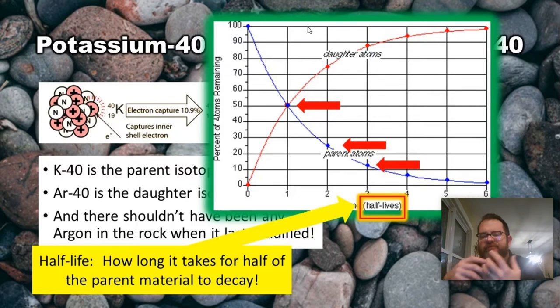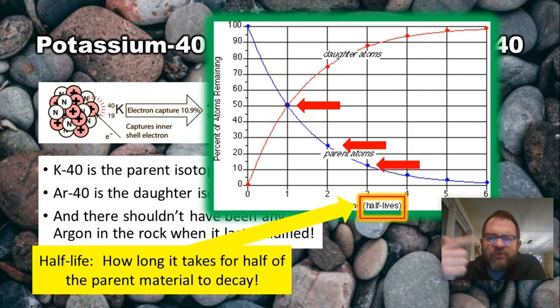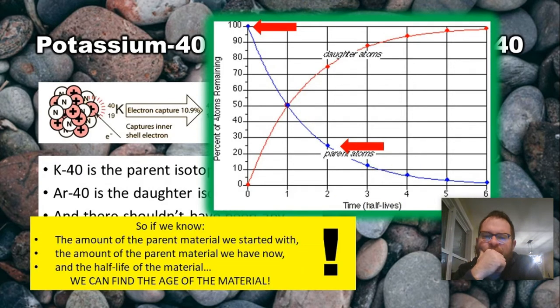You had a certain amount of potassium 40 at the beginning. Some of it has decayed into argon, but if you add up the argon plus the potassium, it's got to add up to 100%. So we can think about these curves and realize that if we know the amount of the parent material we started with, and we know the amount of the parent material we have now, we could find it on this graph. Now, the time units are measured in units of half-lives. We'd have to know the half-life of the material, but that's the kind of thing labs can tell us.